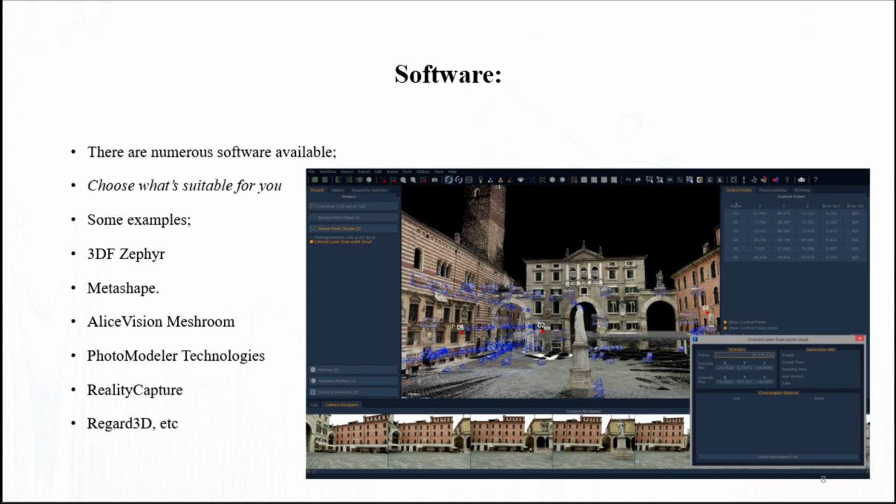The popular ones are 3DF Zephyr, Metashape, Agisoft Metashape, PhotoModeler Technologies, RealityCapture, Regard3D, etc. There are so many at your disposal. So in the image here, if you observe the image clearly, we have so many windows open. But if you look at the main part, that is the mid canvas or the mid portion of the interface, we can have a building with so many blue indicators showing camera positions and angles.